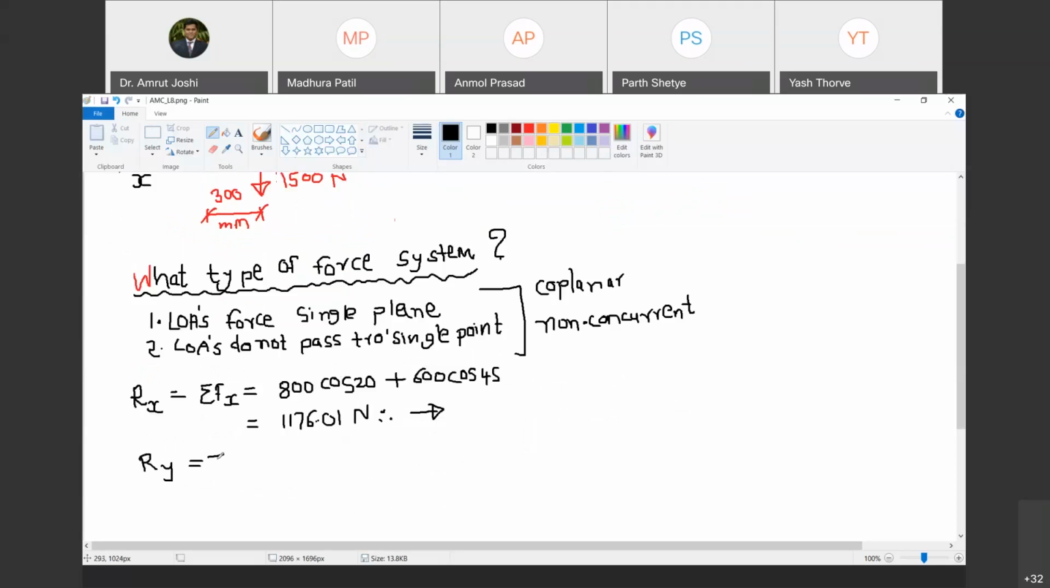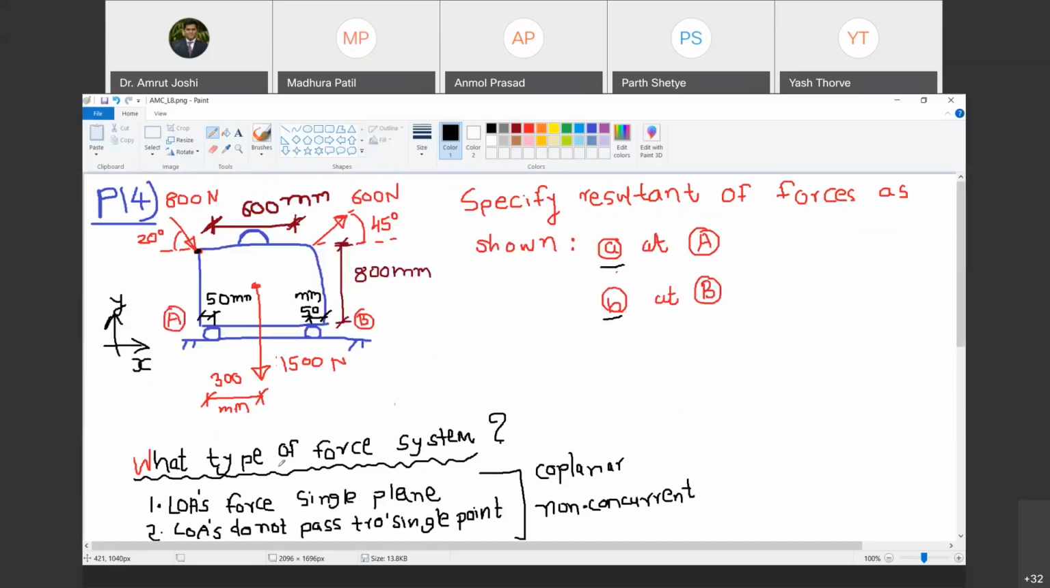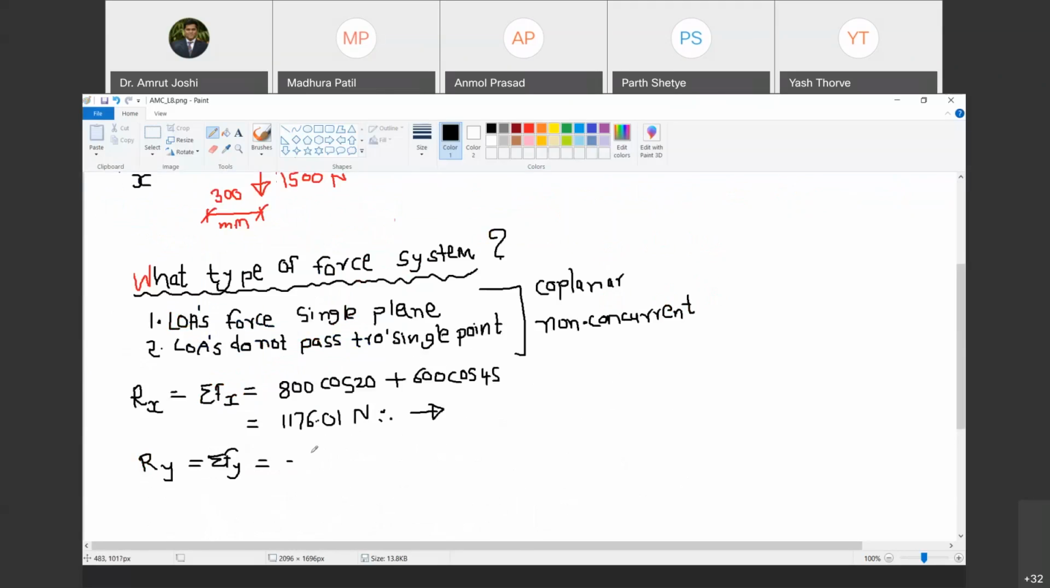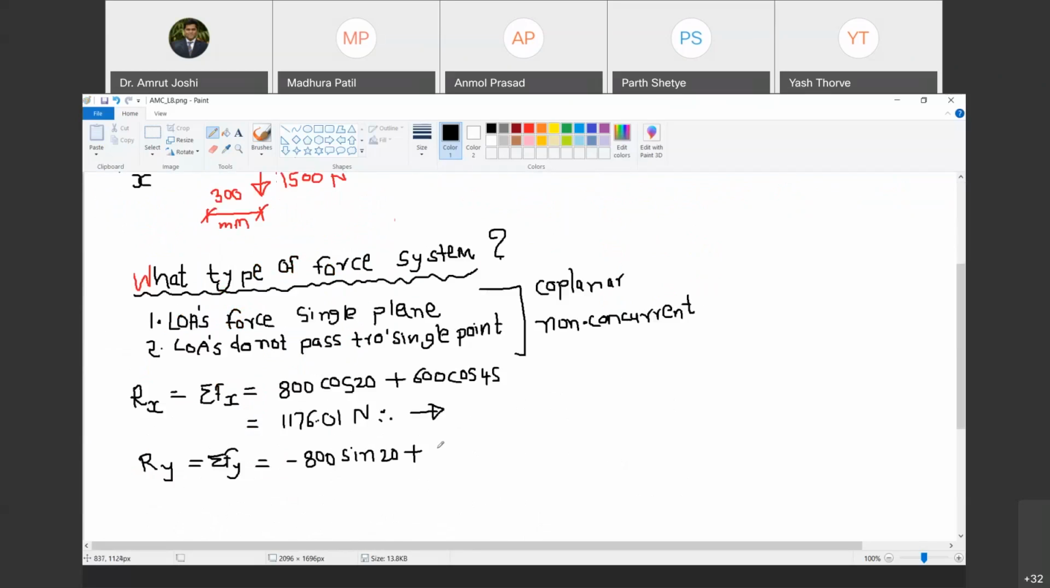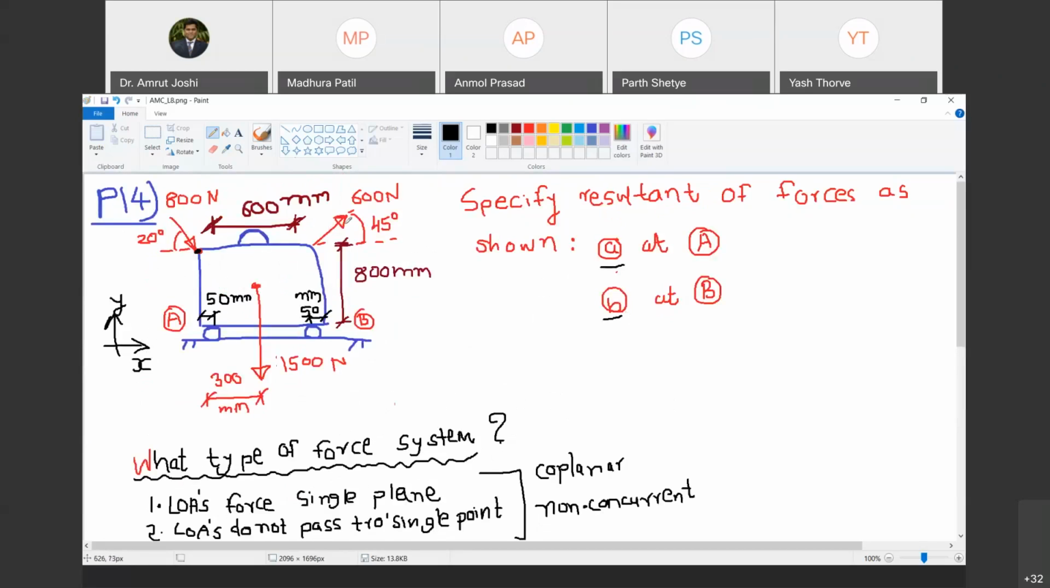Ry is summation Fy, and that is going to be equal to, what is the vertical component of 800? Minus 800 sine 20. Great. So minus 800 sine 20 plus, plus 600 sine 45. Do you agree with me? No, it would be minus 600 sine 45. No, how? 600 is directed in this direction.